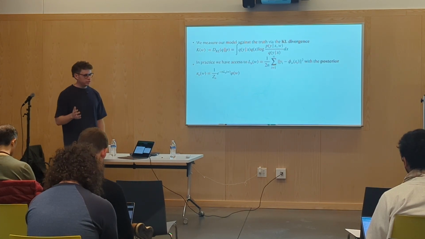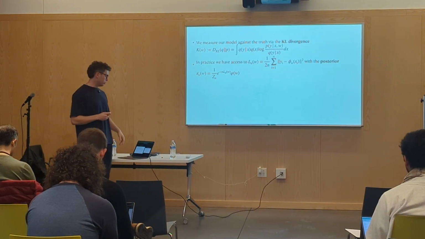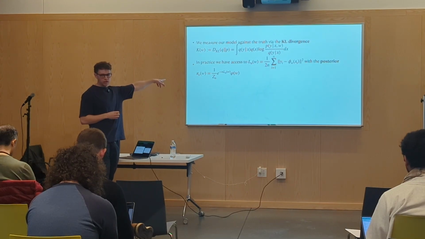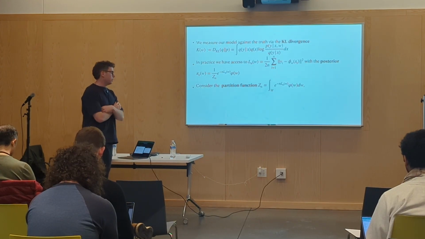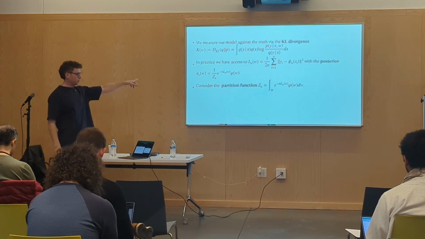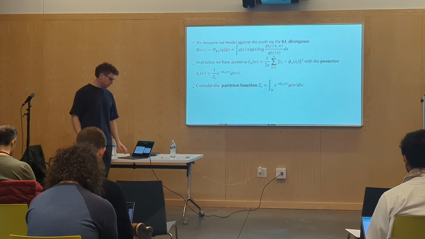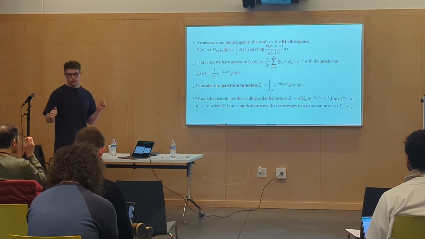In practice, we don't actually have access to the Kullback-Leibler divergence. We have access to something like the mean squared error loss or the negative log likelihood, and then we try to maximize something called the Bayesian posterior. So you can look at this distribution. This will be largest when L_n(w) is smallest as n gets larger. And then one of the central objects is the partition function, which is the normalizing constant on the Bayesian posterior. And we want to understand how this object behaves as the data set gets large.